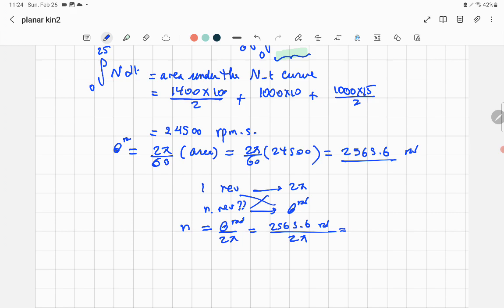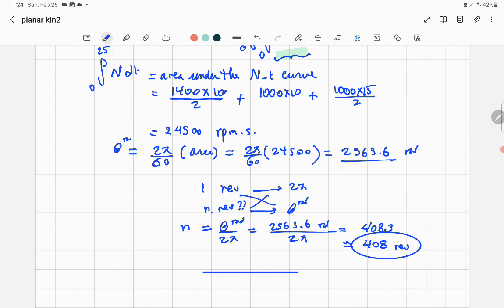2565.6 divided by 2 pi is equal to 408.3. So you can say it's 408 revolutions, and then it will stop after making this number of revolutions.